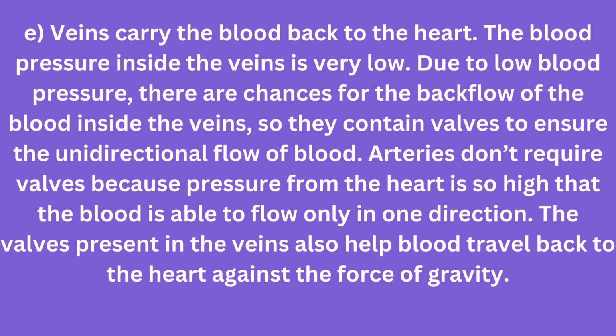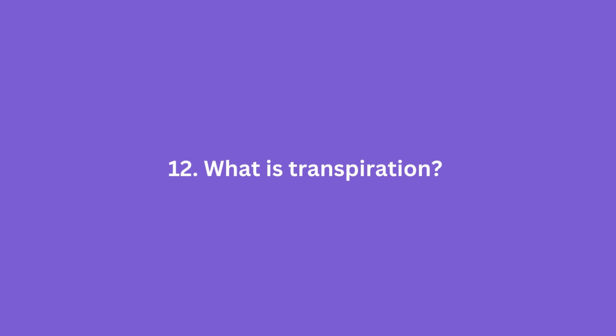E. Veins carry the blood back to the heart. The blood pressure inside the veins is very low. Due to low blood pressure, there are chances for the backflow of the blood inside the veins, so they contain valves to ensure the unidirectional flow of blood. Arteries don't require valves because pressure from the heart is so high that the blood is able to flow only in one direction. The valves present in the veins also help blood travel back to the heart against the force of gravity.